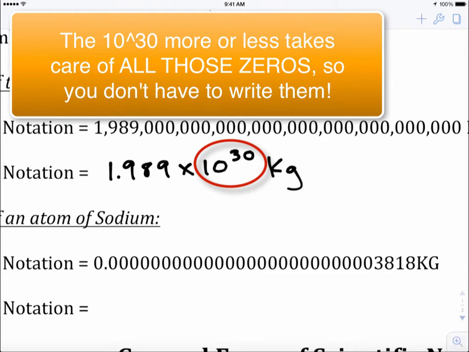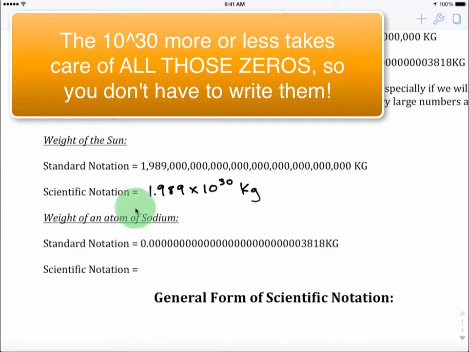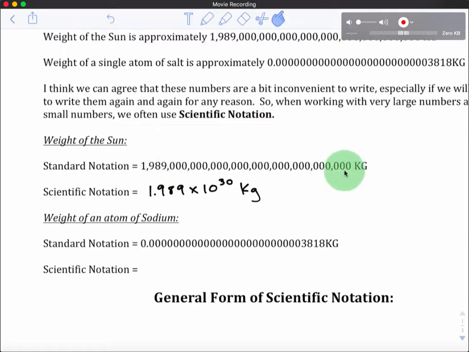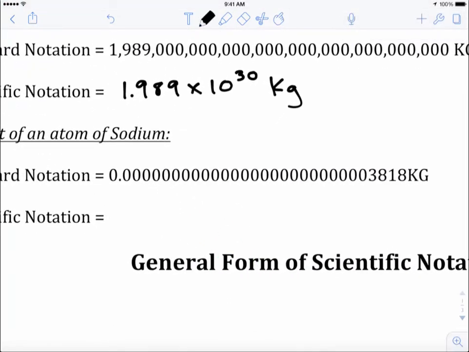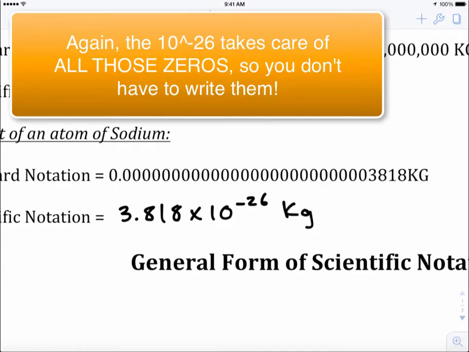And of course, we're talking about the weight of the sun, which is in kilograms in this case. So here is the weight of the sun written in standard notation. Here is the weight of the sun written in scientific notation. Let's think about the weight of one atom of sodium. Pretty small thing, pretty small weight. Here is that weight in standard notation. Whew, pretty tough to write out. In scientific notation, we would write this as 3.818 times 10 to the negative 26th. Of course, we're still working in kilograms.